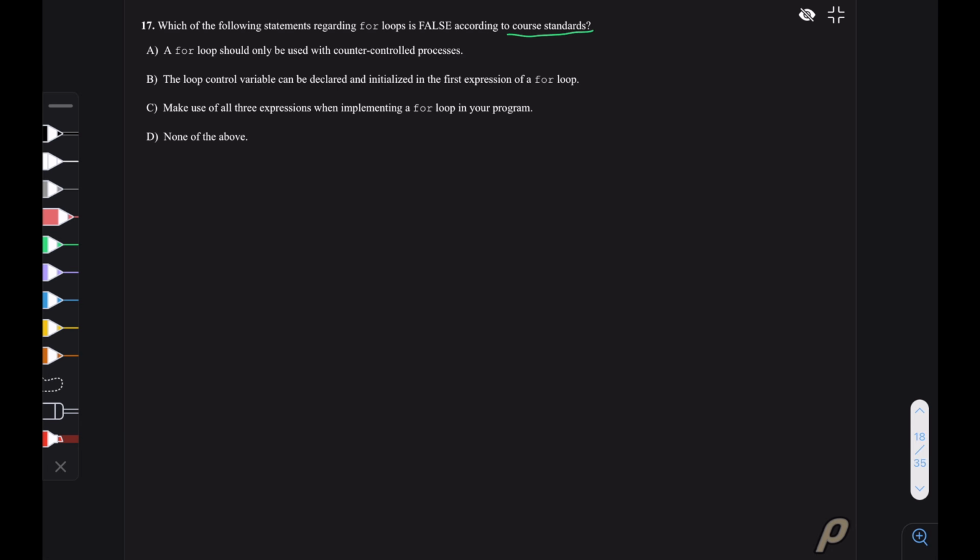The first one says a for loop should only be used with counter-controlled processes. This is something that you really need to know. Make sure you know while loop or do while is for event controlled. A for loop is for counter controlled. They always ask at least a few questions on every exam about the difference between whether a while loop is event controlled or a for loop is counter controlled, so make sure you know the difference. In this case, a for loop should be used for counter controlled processes, so this is in fact true, so it's not the right answer.